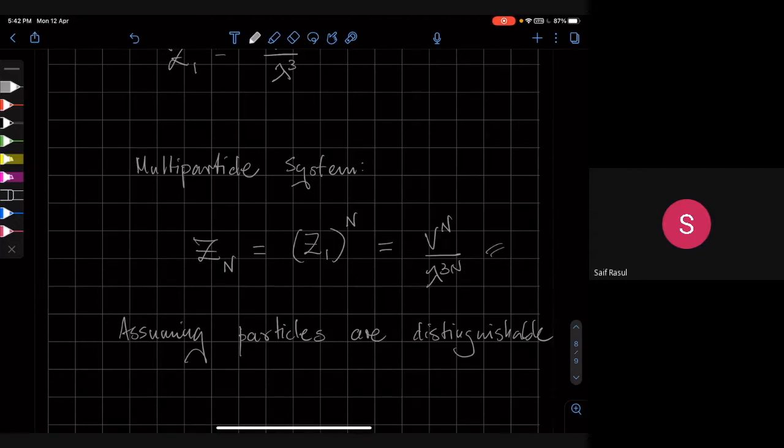Sir, wouldn't it be overcounting if they were indistinguishable? Yes. And that is the whole idea behind something called the Gibbs paradox that we will come to later today.